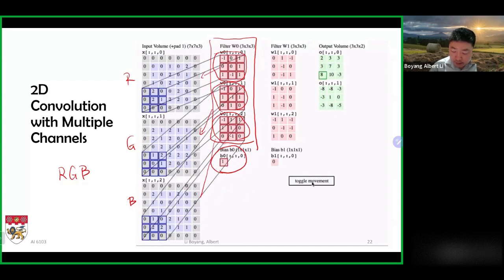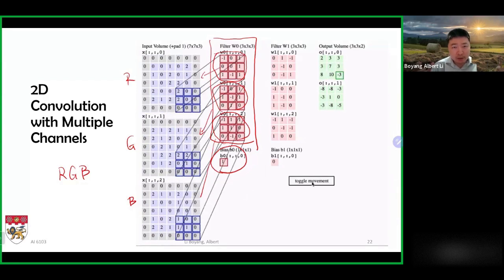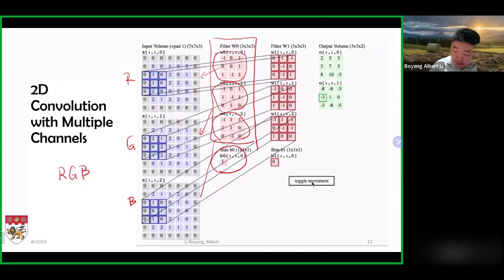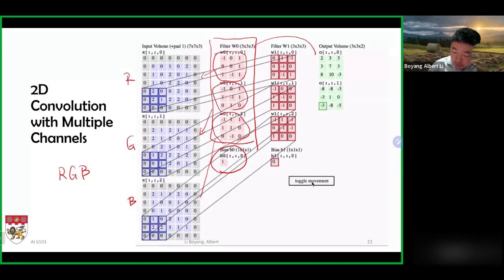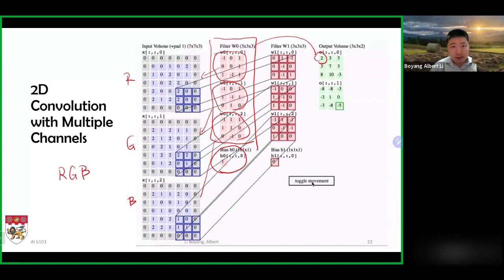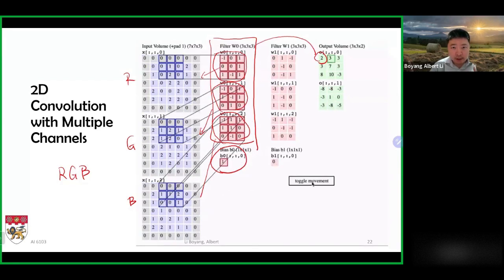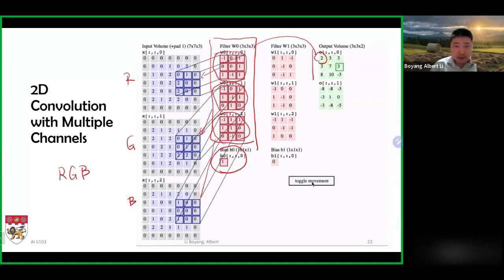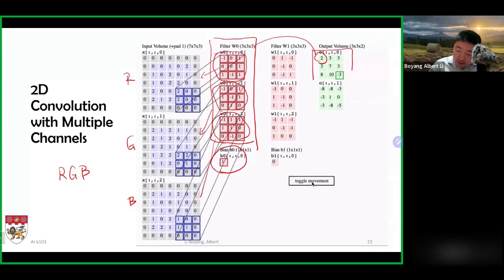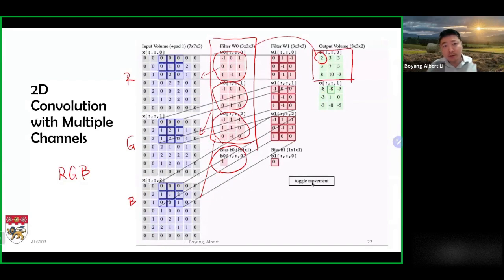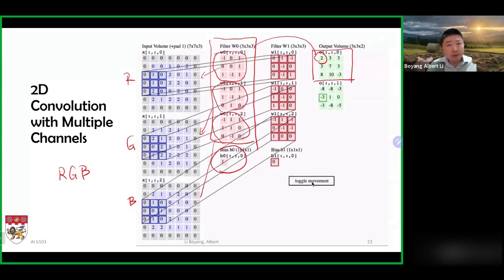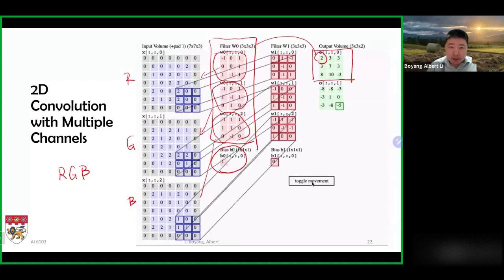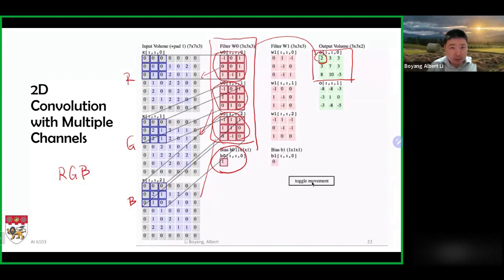So I'll do the multiplication at the corresponding locations, and I'll sum them together with the bias, and that gives me a single output in the output of this layer. If I only have one set of 3 filters, I will end up with a single output matrix. But sometimes I also want my output to contain multiple channels. It's actually really common to do that.